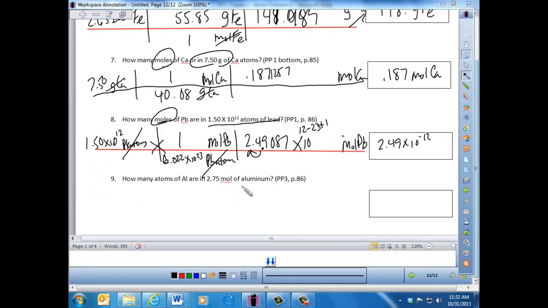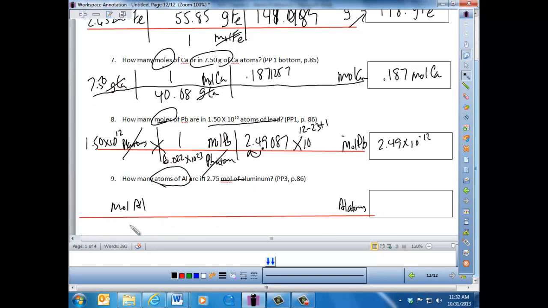Right here again, same thing. We're looking for atoms of aluminum, so we're going to put aluminum atoms here, and we're given moles of aluminum, so moles of aluminum are on this side, and the conversion is exactly the same. Our conversion factor is going to be aluminum atoms over moles of aluminum, and 1 mole of aluminum is 6.022 times 10 to the 23 atoms.